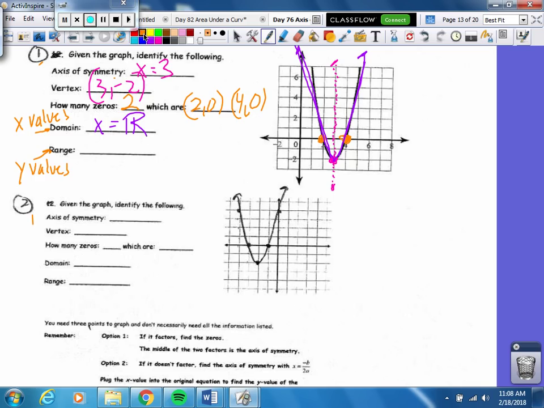The range is a little different, because the range is all the y's. Well, it's not going to be any y's down here, but all the y values are going to go up forever from here. So that's going to be y is greater than or equal to negative 2 right here. Got it. Okay, so now I did the first one.